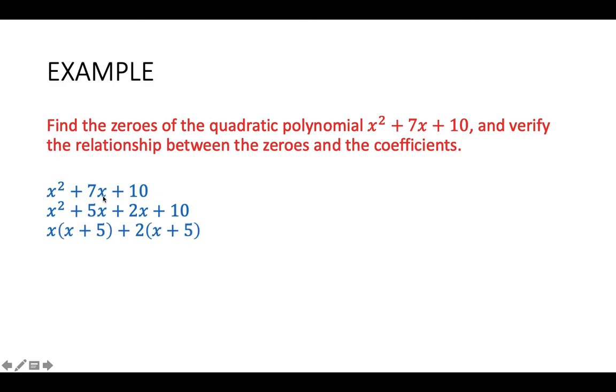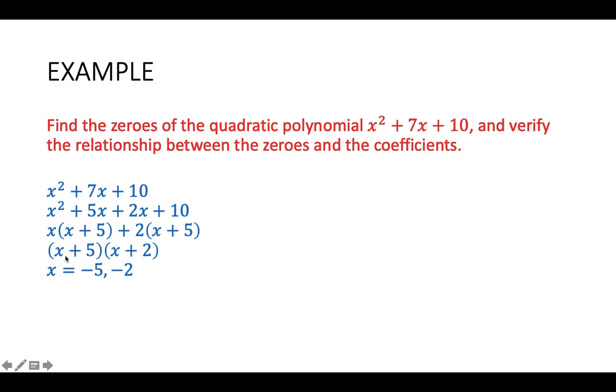Hence, taking out the common x, we will have x into x plus 5 plus 2 into x plus 5. We have taken 2 common from here and we have taken x common from here. When these two are similar, we can write this as x plus 5 and x plus 2. Hence, the two zeros of a polynomial are minus 5 and minus 2. We express these zeros in the opposite sign as given here.